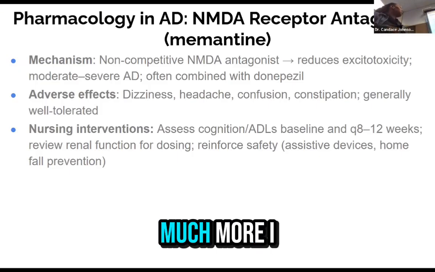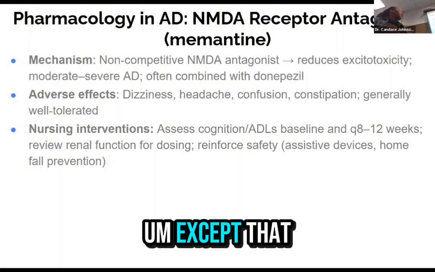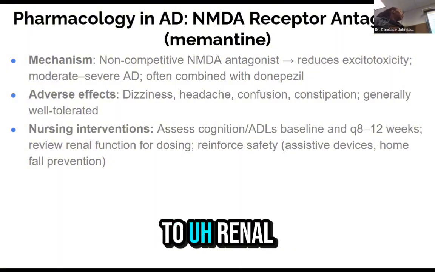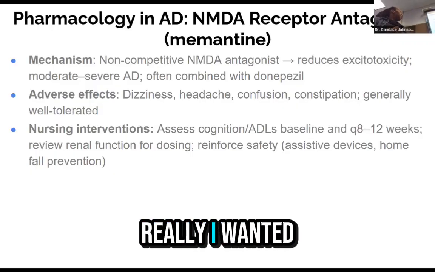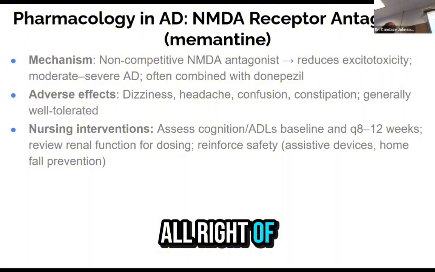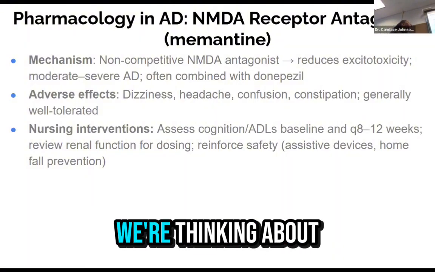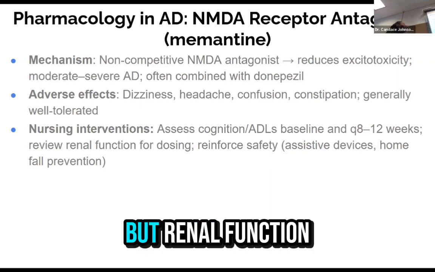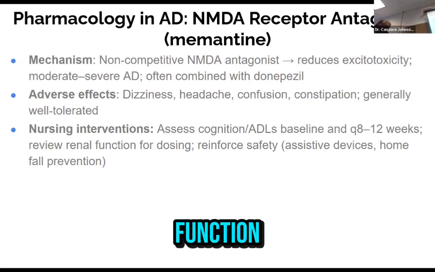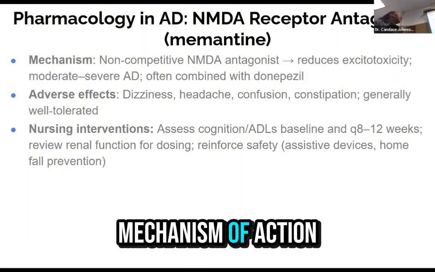I don't think I have too much more I want to say about NMDA receptors, except that we are going to renal. That's what I wanted to point out. Of course, as with all the other dementia drugs, we're thinking about fall prevention as well. But reviewing the renal function, because I'm not going too much into NMDA and the mechanism of action.